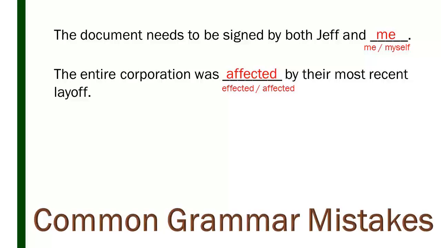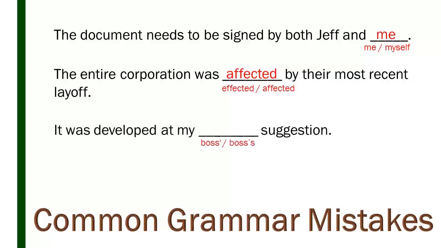Finally, another common grammar mistake is the apostrophe S versus S apostrophe. When we do S apostrophe, that means we're referring to more than one person. When it is apostrophe S, it means we're referring to one individual. Depending on whether you are talking about your boss or bosses, this sentence might go a little bit differently. But if we're talking about one individual boss, it was developed at my boss's suggestion.